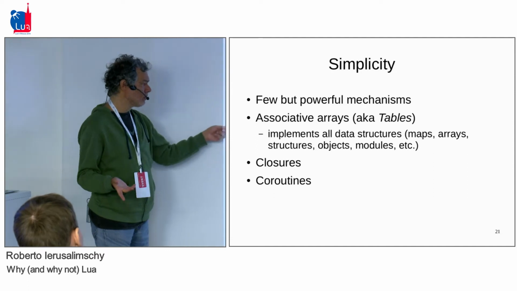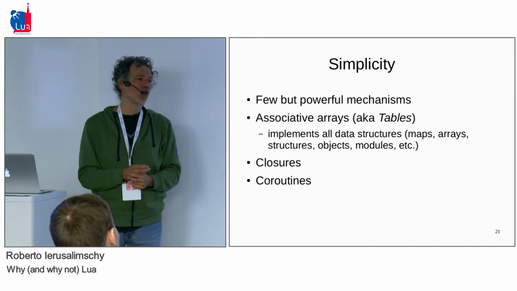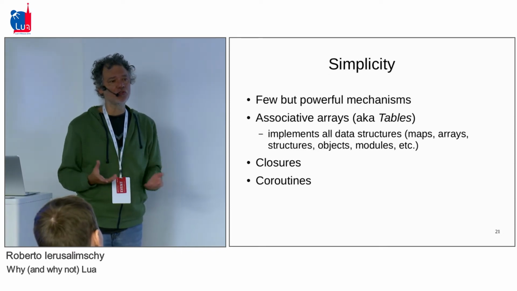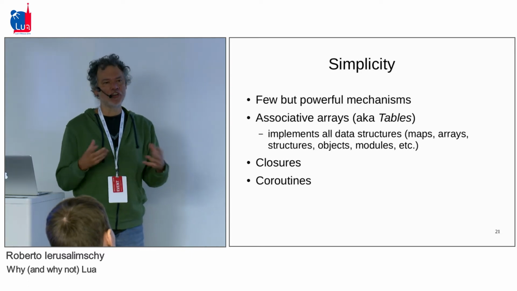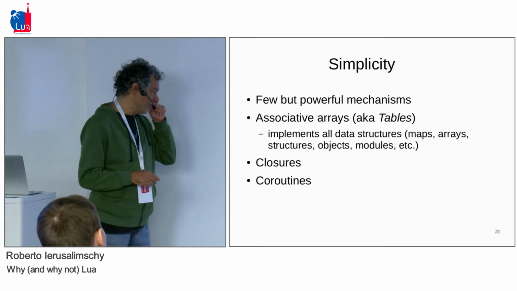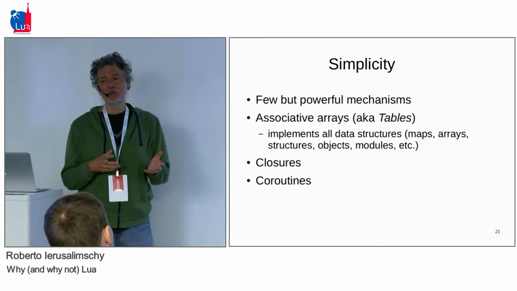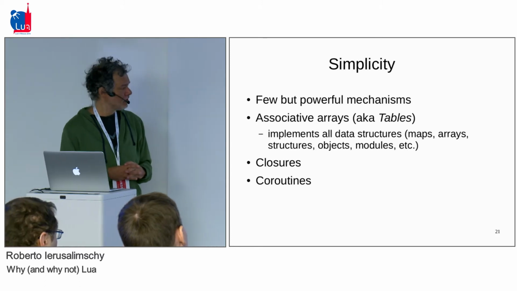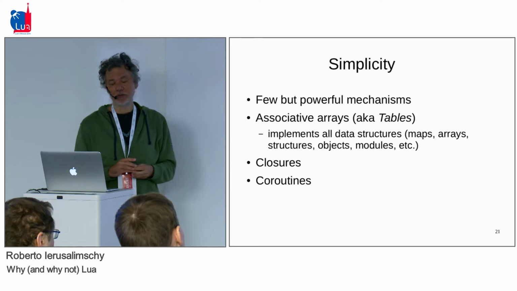We have closures, first-class functions with lexical scoping that works as you expect, with no restrictions, no surprises. You can do plain lambda calculus or functional programming in Lua without any restriction. And we have coroutines. That is also a very powerful mechanism of control for very different kinds of applications. It's a little more complex, but it's very powerful.